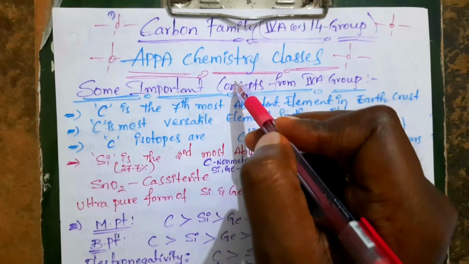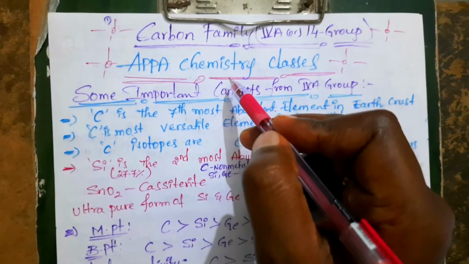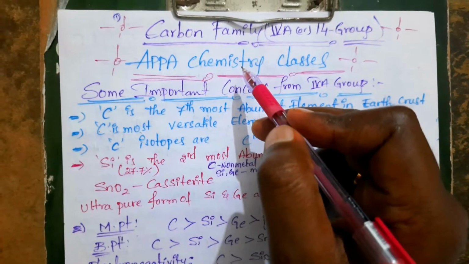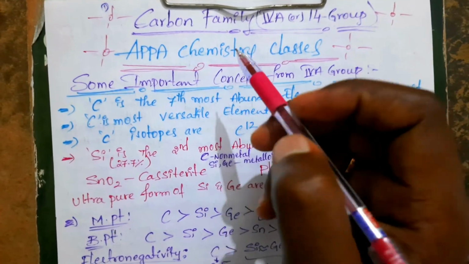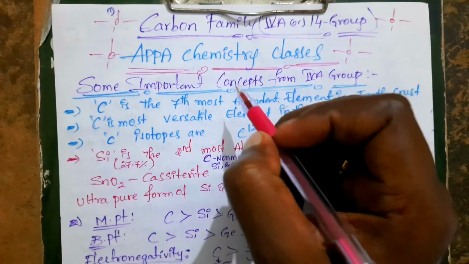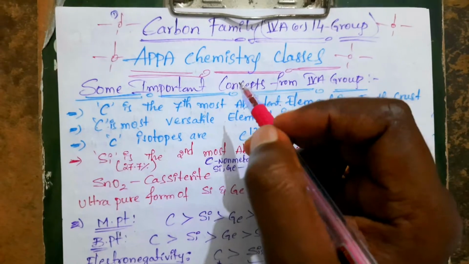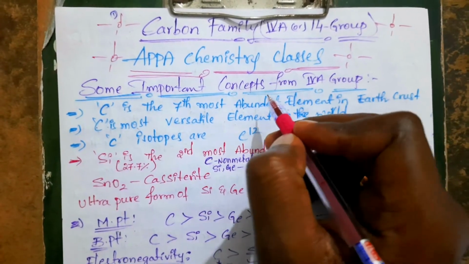Now in the previous videos we had seen the alkali metals, both concept as well as numerical questions. In the same way, for the carbon family I am going to explain the concept and important formulas which need to be remembered for the mains exam as well as for the NEET exam.